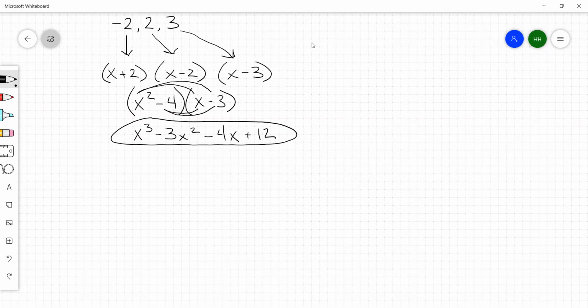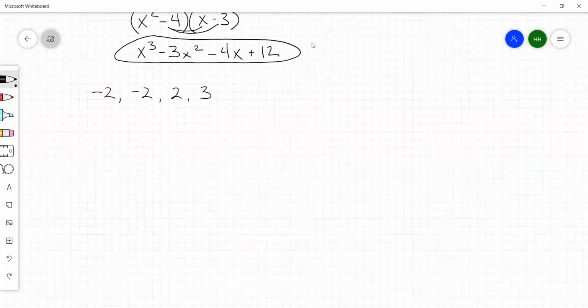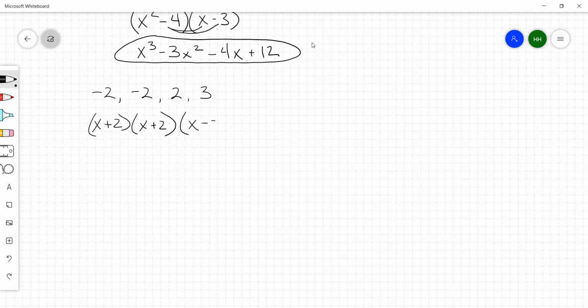Let's say our zeros are -2, -2, 2, and 3. Again, you take your zeros and you create your factors. So this -2 comes from an x plus 2. And this comes from the same. The +2 comes from x minus 2. And the +3 comes from x minus 3.